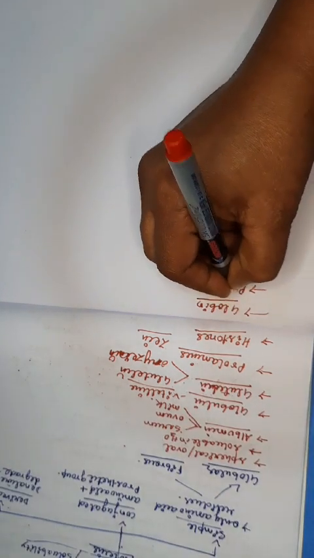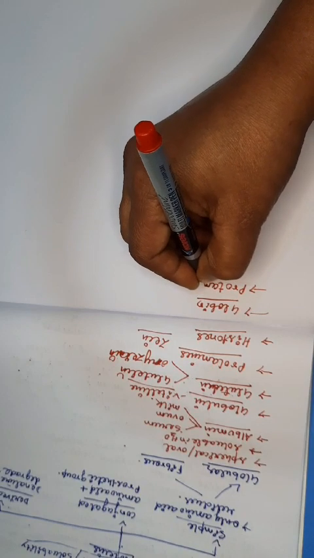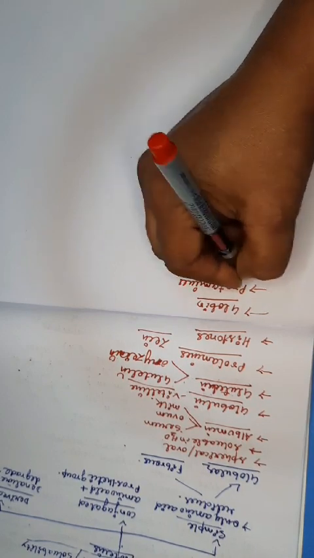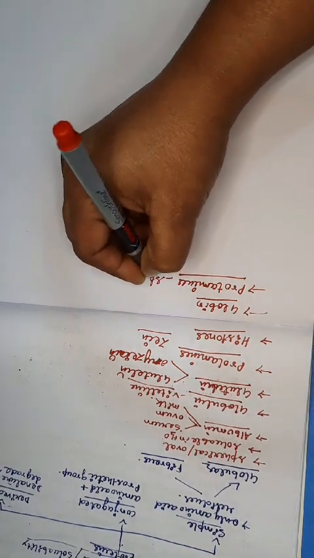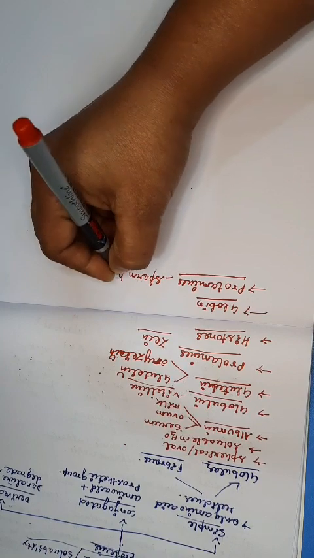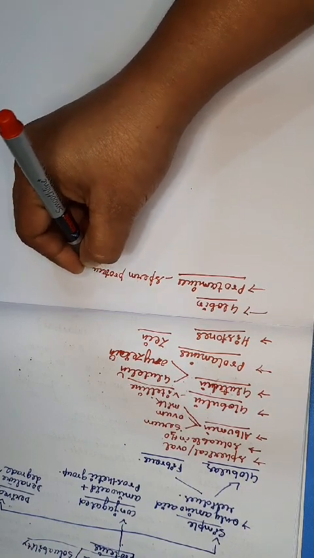Next one will be protamines under this category. Protamines are strongly basic proteins and they resemble histones, but they are smaller in size and quite soluble in ammonium hydroxide solution. They are also found in association with nucleic acid, and particularly they are called sperm proteins. So this is all about the globular proteins.